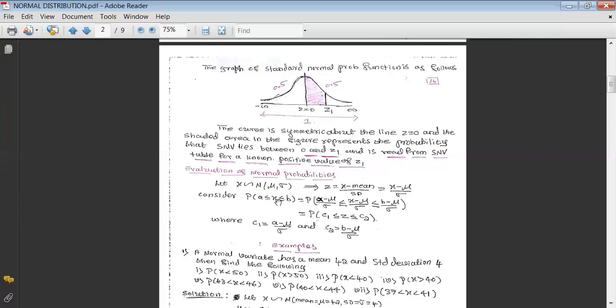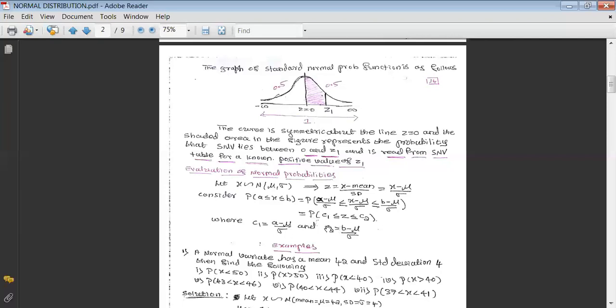With this, we have to keep in mind that every normal probability cannot be evaluated directly. First of all, that normal variate has to be converted to standard normal variate according to this rule. The moral of this is that calculating the probability that a normal variate lies between A and B is as good as calculating the probability that the standard normal variate z lies between C1 and C2, where C1 and C2 are given by the above expressions.